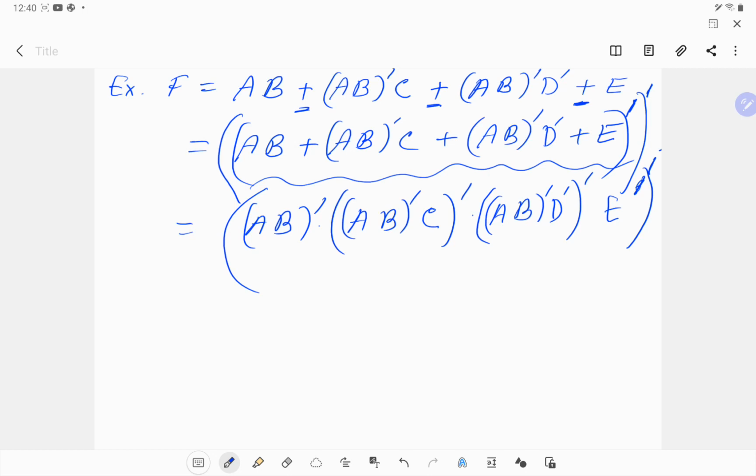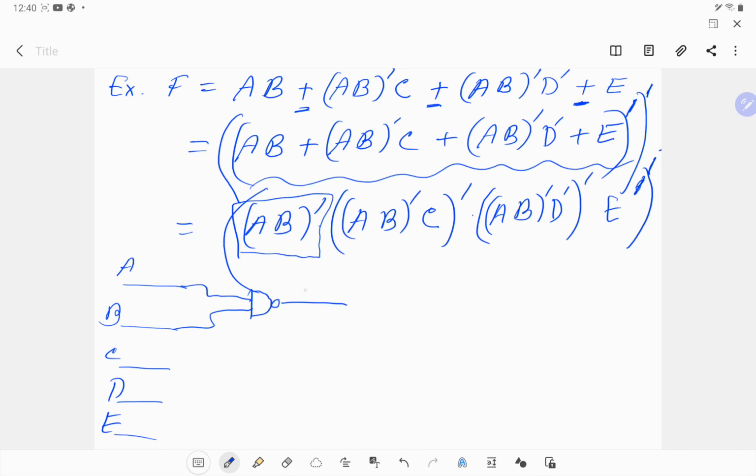Let's do it. So how many inputs do we have? A, B, C, D, E. So we have 5 inputs. Now first we want to implement that term. It's AB prime. So we need a NAND gate for that. So here we get (AB prime) prime.